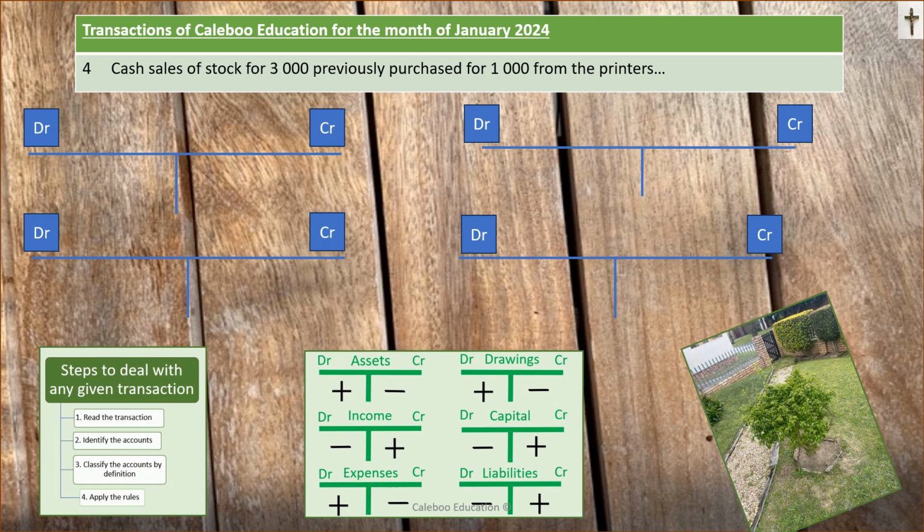I'm not sure. We're going to have to check and see if you're in the garden. But before we get to see if you're hiding in the garden, we need to do transaction number 4.